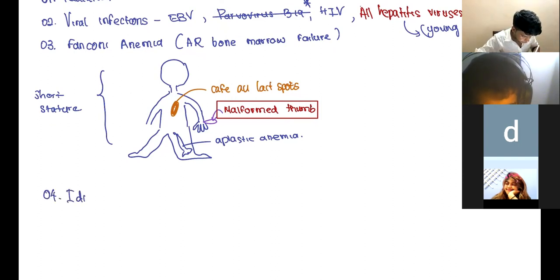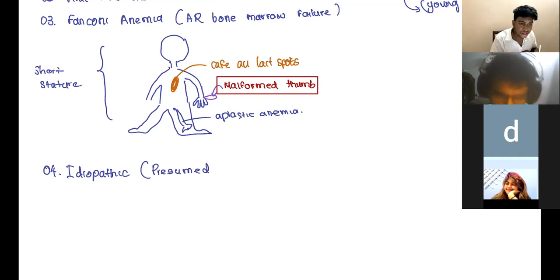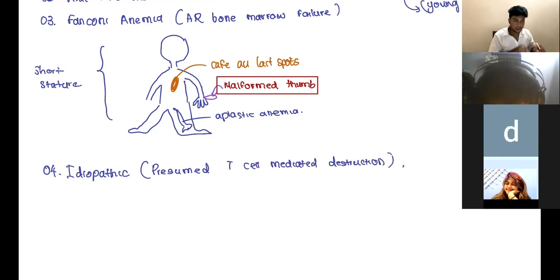It's mainly idiopathic. Okay, we don't know what causes it. We are basically idiots who still don't know what causes it. But we assume it's because of T cell mediated destruction. So there's a reason for this assumption. When we talk about treatment, we will talk about anti-T cell treatment, okay, which are effective.